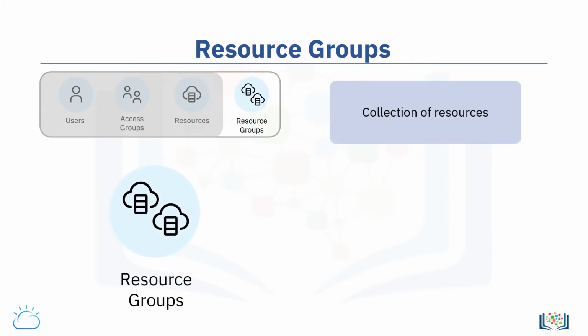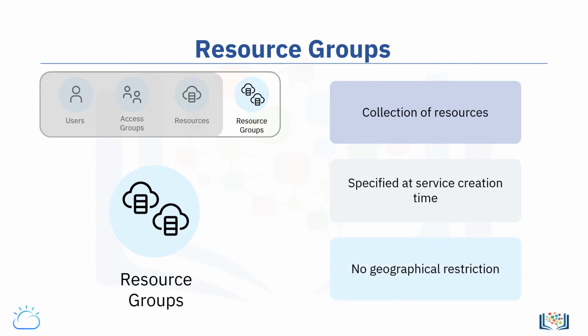Next, we'll talk about resource groups. Resource groups are a collection of IBM Cloud resources. By grouping resources together, you can more easily provide access to multiple resources at once. Resource groups are specified at service creation time. A resource's resource group cannot be changed. Resource groups have no geographical restrictions. This means you can put resources from Dallas and resources from Sydney in the same group.